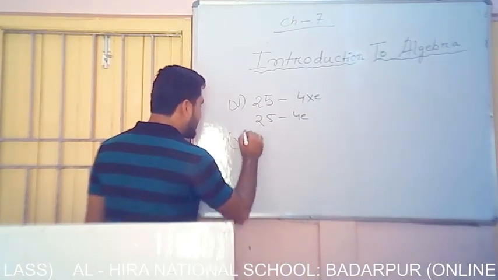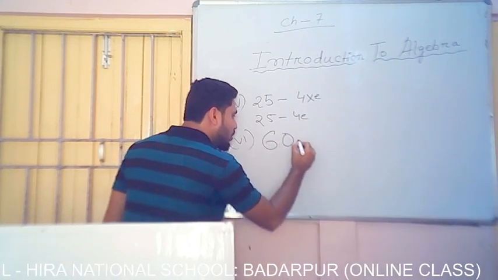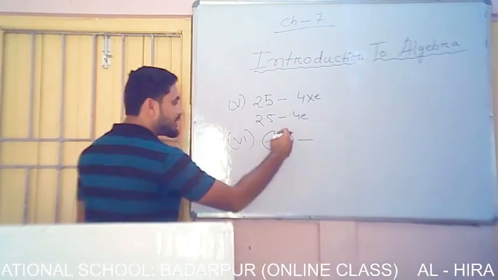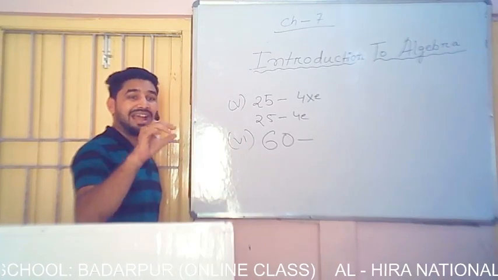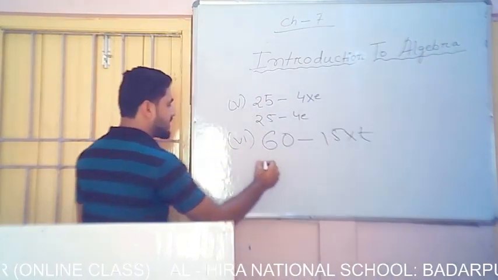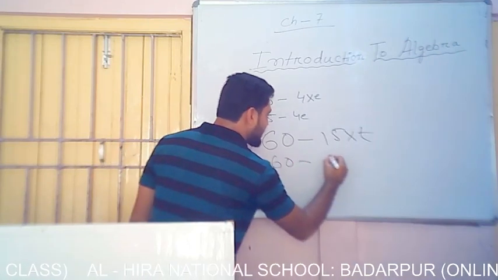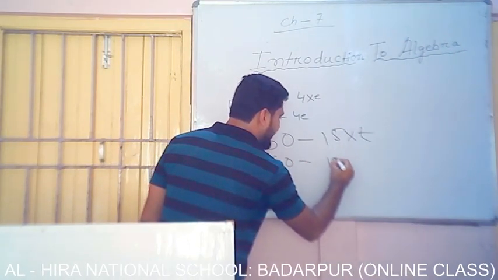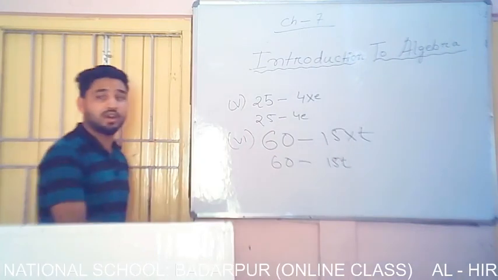So the question is asked, from 60 we should take away the product of 15 and t. That means the product of 15 and t means 15 into t. So we can write 60 minus 15t. So that is your answer.